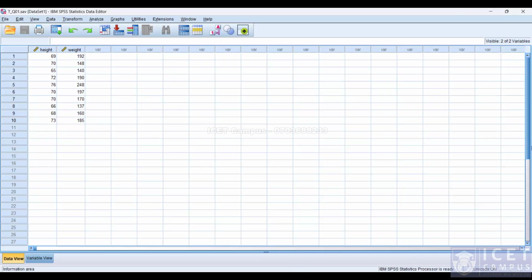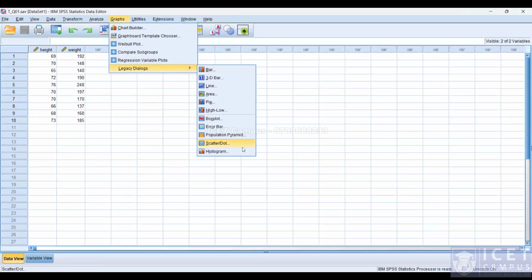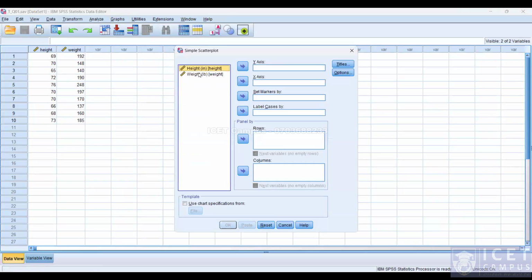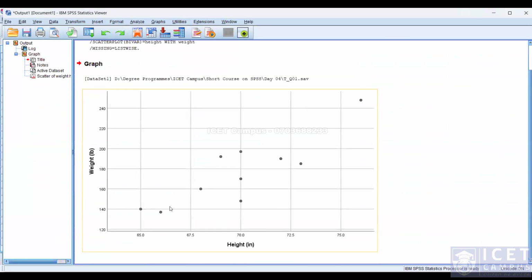So the first thing is we have to draw a scatter plot. So, Graphs, Legacy Dialogs, Scatter. Then Simple Scatter. Then the y-axis is weight and the x-axis is height. So then we can draw the scatter plot. Yeah, this is the scatter plot. So you can see here there is a positive relationship, right? So the relationship is positive.